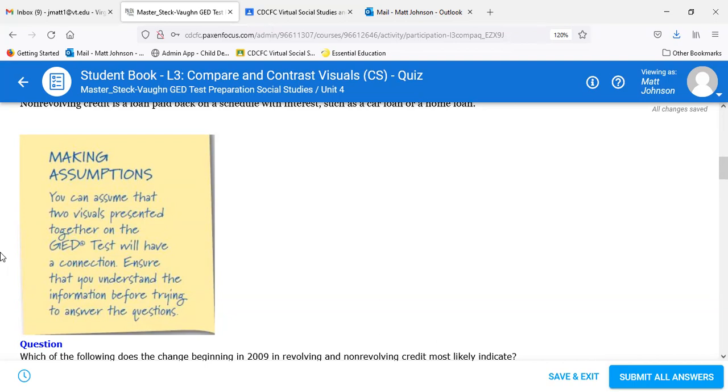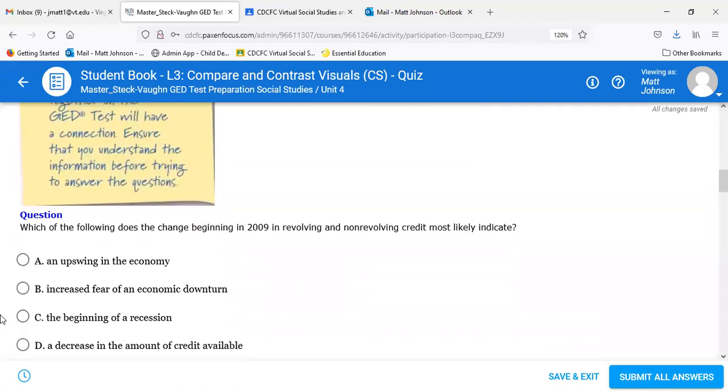Ensure that you understand the information before trying to answer the question, right? So do the same thing we always do. Look at the title. In this case, we're going to have two different titles. And then look at the information there, what's on the y-axis, what's on the x-axis, what kind of increments do they use? What values are they using in those two lines? And then start thinking about why they are similar and why they're different. And let's start question one here.